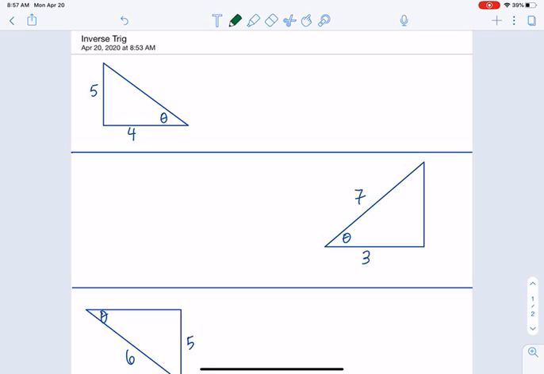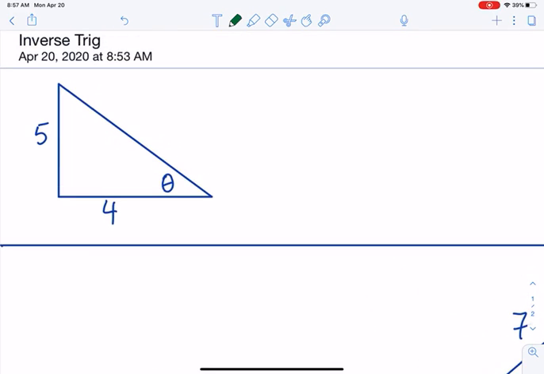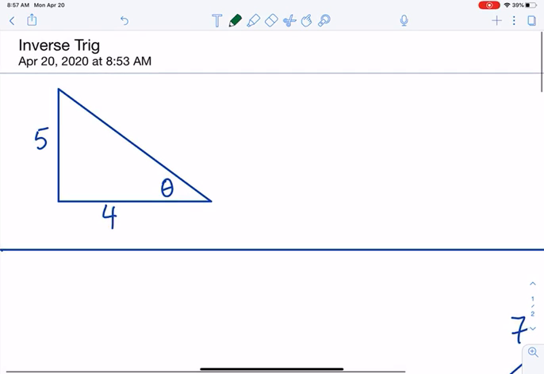So our first problem here, we have theta, 4, and 5. Theta is down here in the bottom corner. That would mean that 4 is the adjacent, and that 5 is the opposite. The longest side across from the 90 would be the hypotenuse. But because there's nothing on that side, there's no x, there's no numbers, we're not going to worry about that side. We don't need that side.